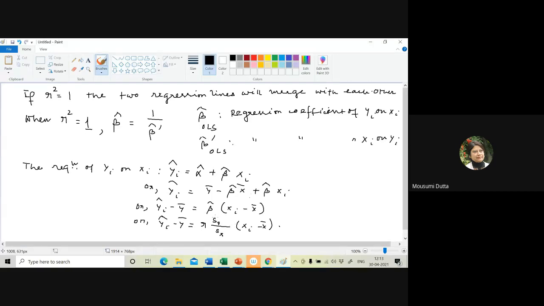You can use the notation small s y by small s x. Sxx means summation xi minus x bar whole square, and when we use the single notation, in that case that means square root of the thing. Syy means summation yi minus y bar whole square. Sxy means summation xi minus x bar into yi minus y bar. So when we use the single notation sx, sy, that indicates square root of the things.